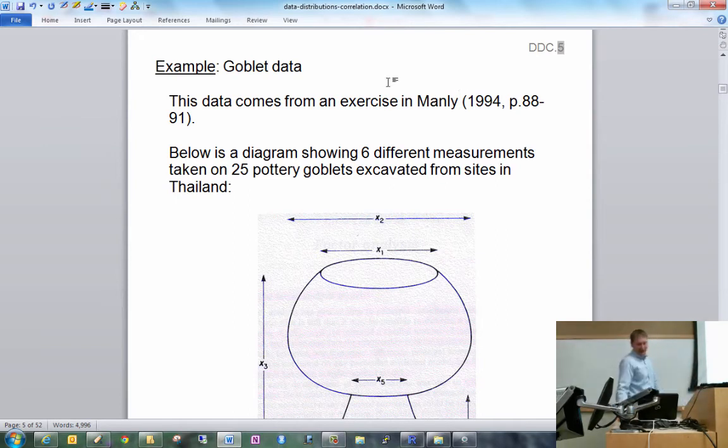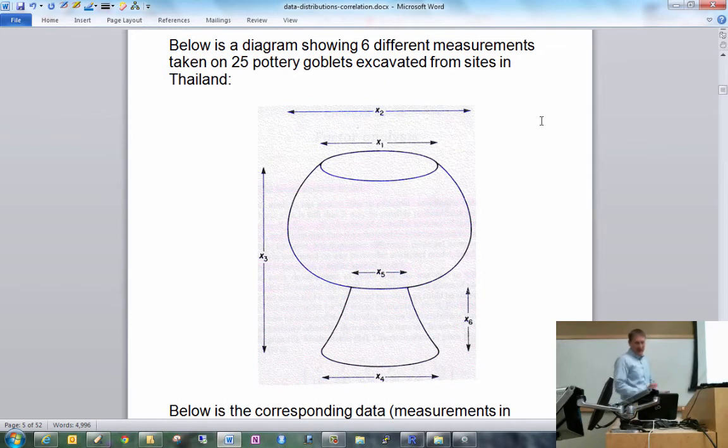So this is what a goblet looks like. These goblets in this data set were basically taken from an excavation site. So some archaeologists were digging in the dirt, and they came across some goblets, 25 different goblets they had, and they took a variety of different measurements in centimeters as shown there. So for example, X3 represents the overall height of the goblet. X1 represents the opening at the top of the goblet.